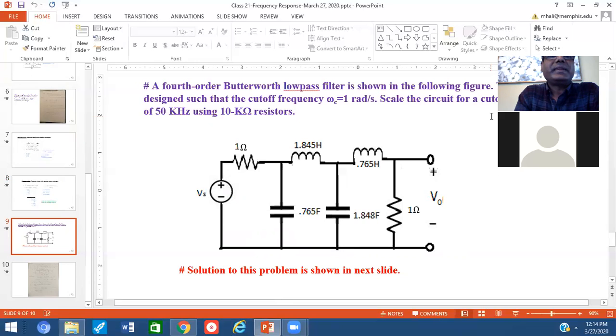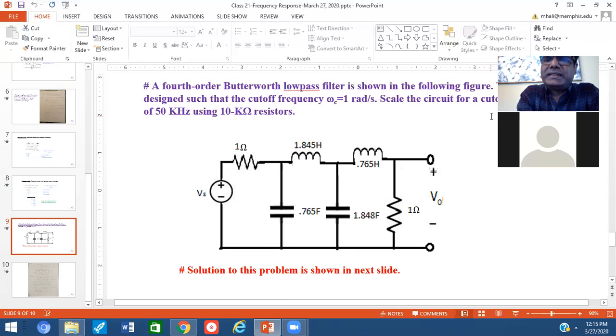And then it says to design the circuit, the cutoff frequency has been chosen omega C equal to 1 radian per second. You see the omega C value in the statement says 1 radian per second. This means this is normalized case. This is simplified case. And then I said scale the circuit for a cutoff frequency of 50 kilohertz using 10 kilo ohm resistor. So everybody see in the circuit, there are two resistance values. One, in series with the voltage source, just 1 ohm. And another 1 ohm resistor at the output terminal. So you see just 1 ohm, 1 ohm. These are just the simplified version. These are just the normalized version.